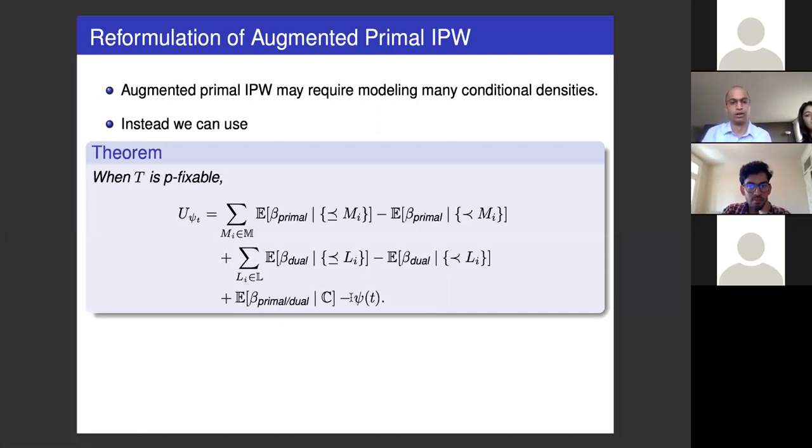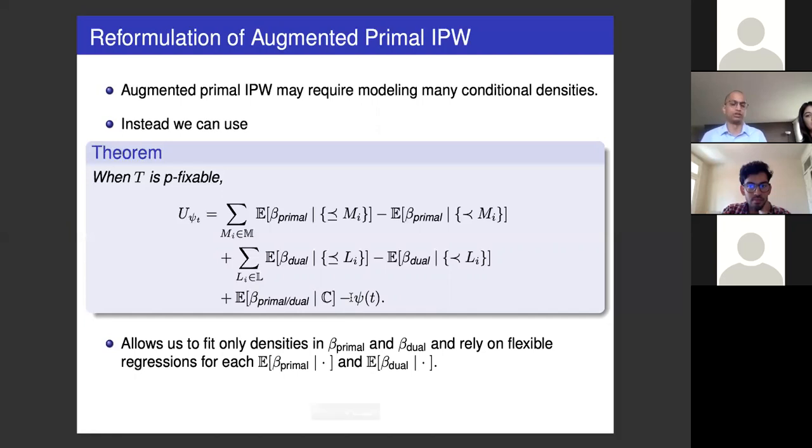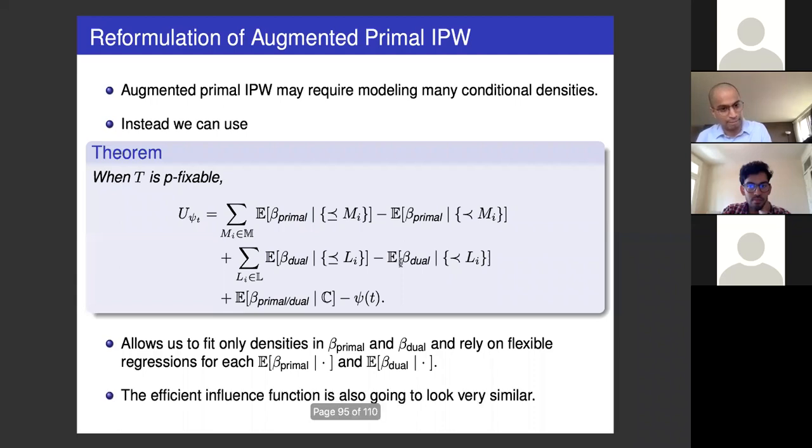Okay. So what this allows you to do is just fit the conditional densities involved in beta primal and dual, and then just rely on flexible regressions for each of these conditional expectations that show up here. So you could use GAMs or non-parametric kernel regression, etc. And another upshot of this is that the efficient influence function, when we can derive it, is also going to look very, very similar to what we just presented.